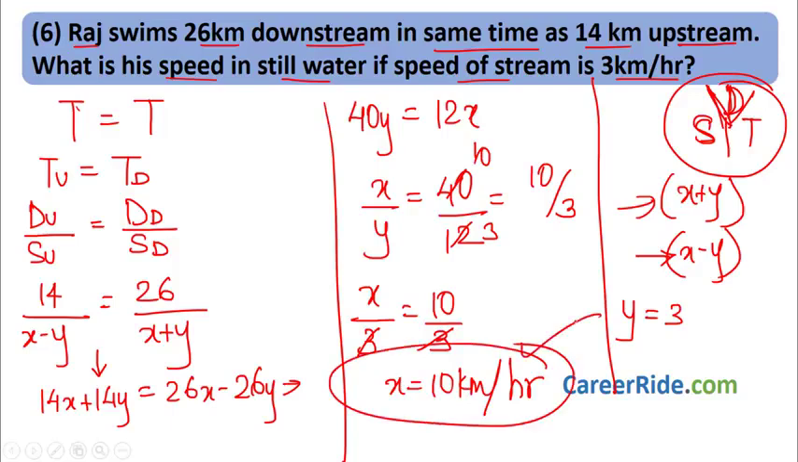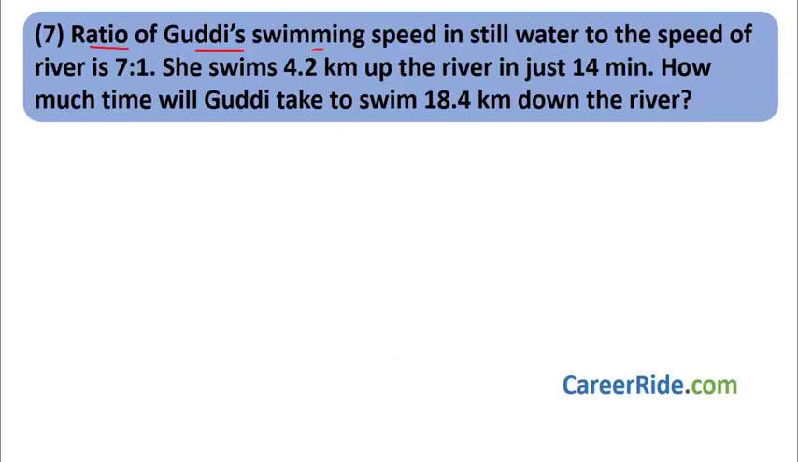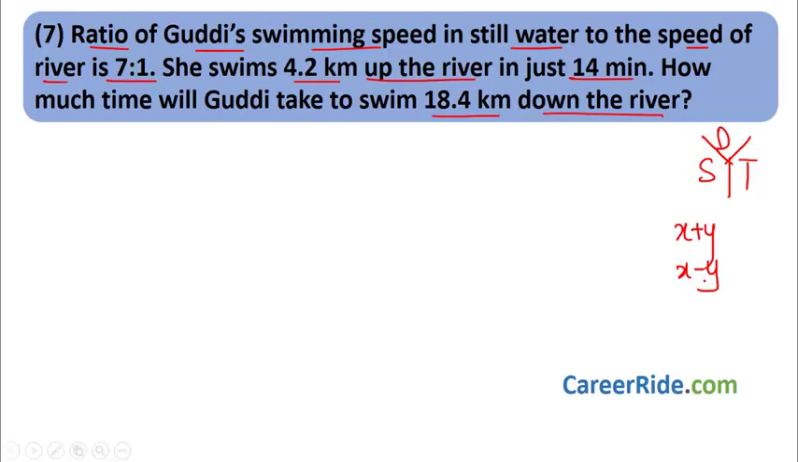Going to question number 7. Ratio of Guddi's swimming speed in still water to the speed of river is 7:1. She swims 4.2 kilometers up the river in just 14 minutes. How much time will Guddi take to swim 18.4 kilometers down the river? Again, very easy sum. This is speed, distance, time. So we will have x plus y and x minus y. The values of x and y they have not given, but what they have given is the ratio of Guddi's swimming speed to the speed of river is 7:1. So x upon y is 7 upon 1.